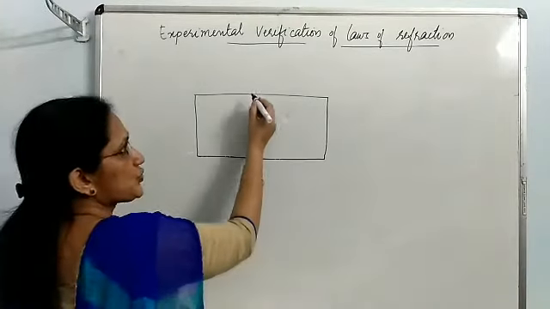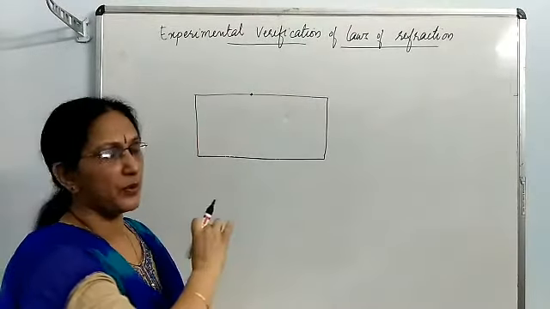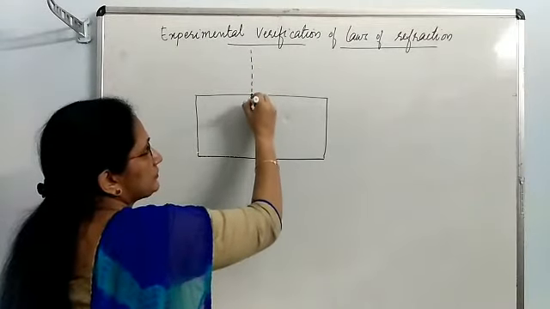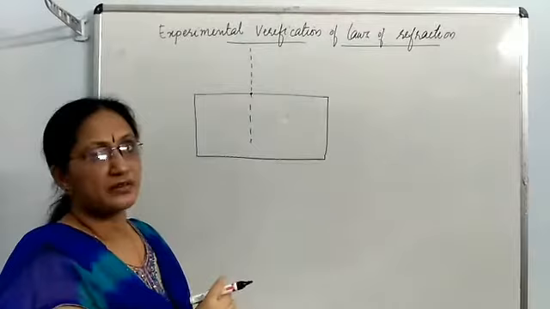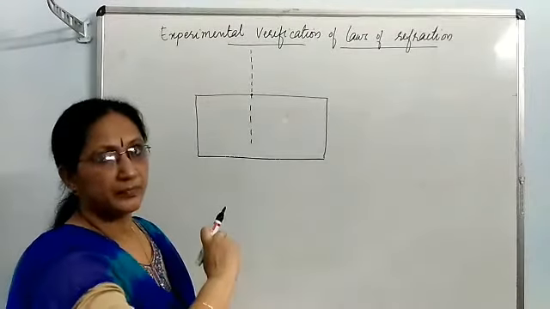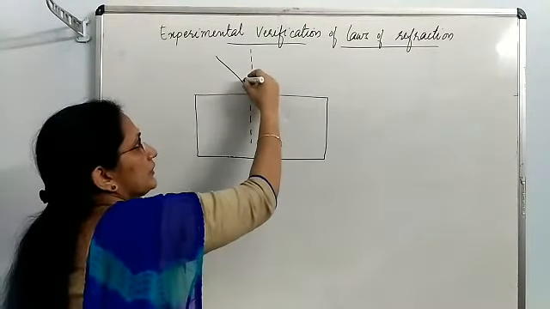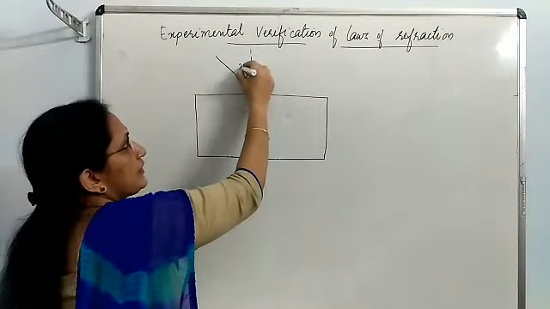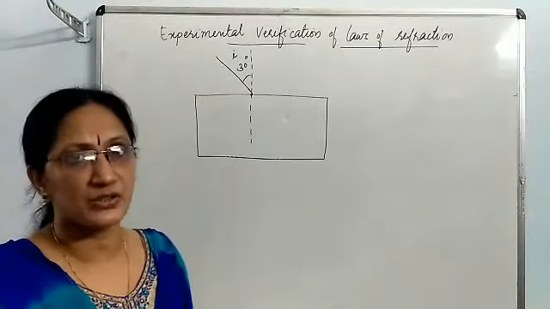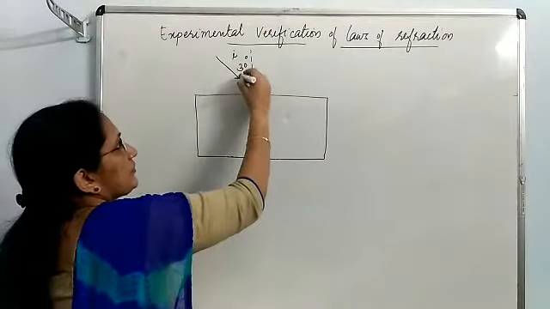Now you may choose a point somewhere here on the longer edge. At this point you can draw one perpendicular line. It must be at 90 degrees with the surface of the glass slab. Okay. Then here you make an angle. You may take any angle. Suppose an angle of 30 degrees is taken. That is the angle of incidence we are choosing. Okay. Now, this is the incident ray.